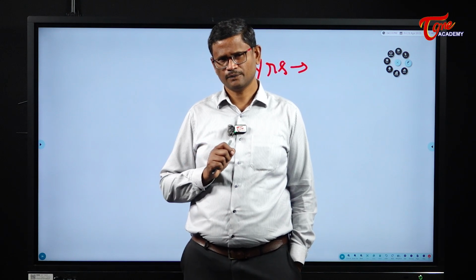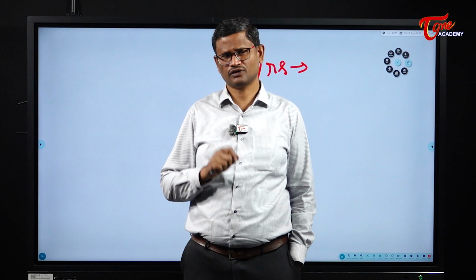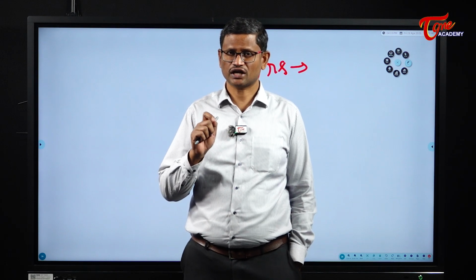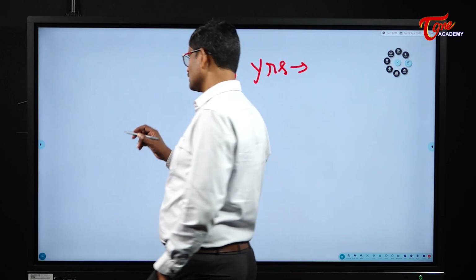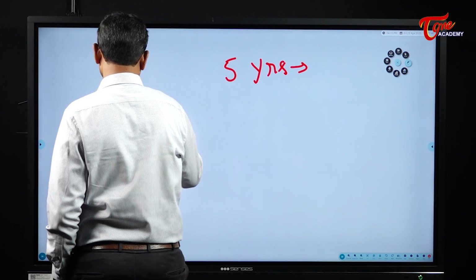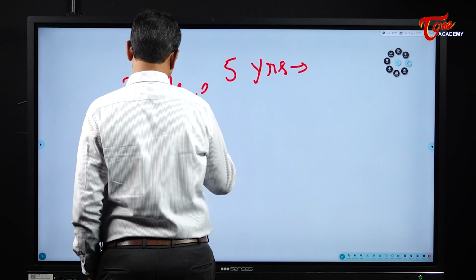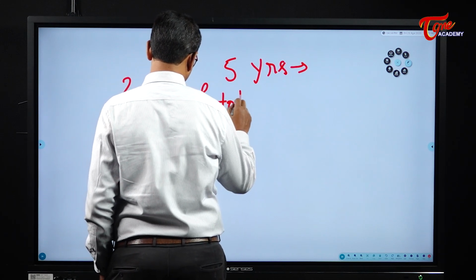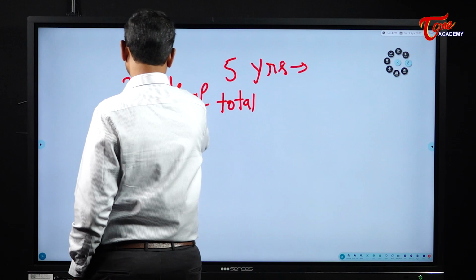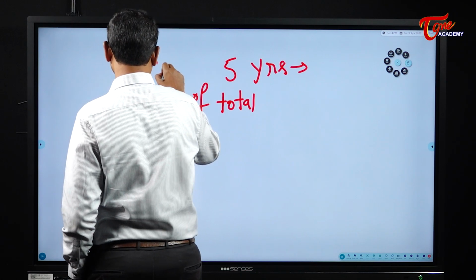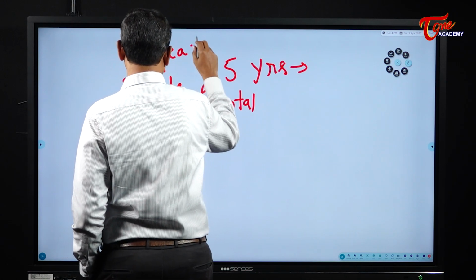So in India, if you want to remove the President of India, you need a very tough majority. That is called 2/3 of the total strength. So this removal is technically called impeachment.